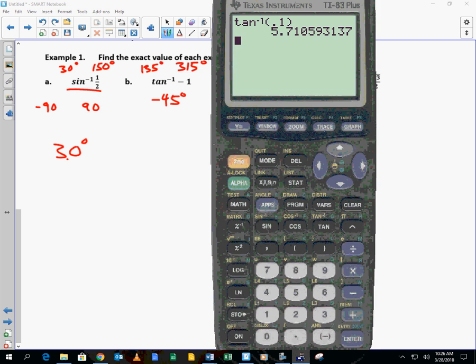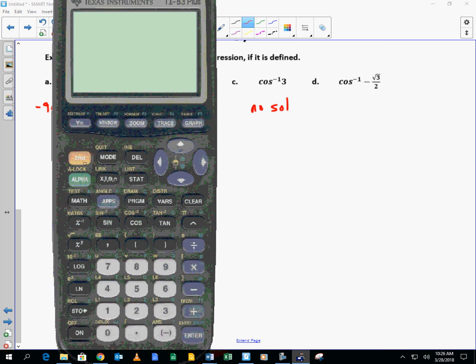And so you can take this handy dandy calculator and you can do cosine inverse of, let's see, negative square root of 3, parentheses, divided by 2. And you get 150 degrees. Yeah, that's it.